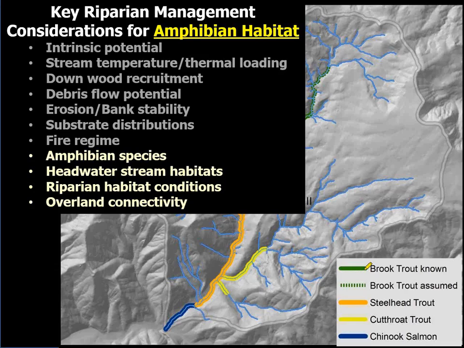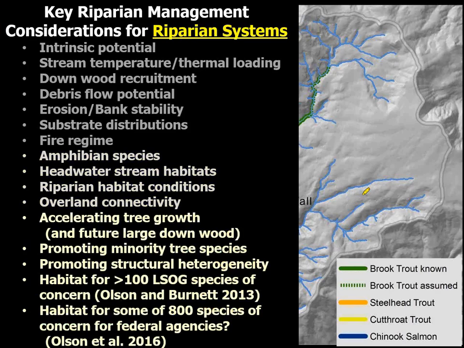Okay, so now we change our lens to, what's important for amphibians? Well, we've come to learn that many amphibians have their distribution not only in the perennial downstream reaches, but in the headwaters. And so headwater conditions become a key factor for amphibians, and not just in the water, but the riparian zone. And many of those amphibians need to go up and over ridgelines for connectivity, so the overland connectivity becomes important.